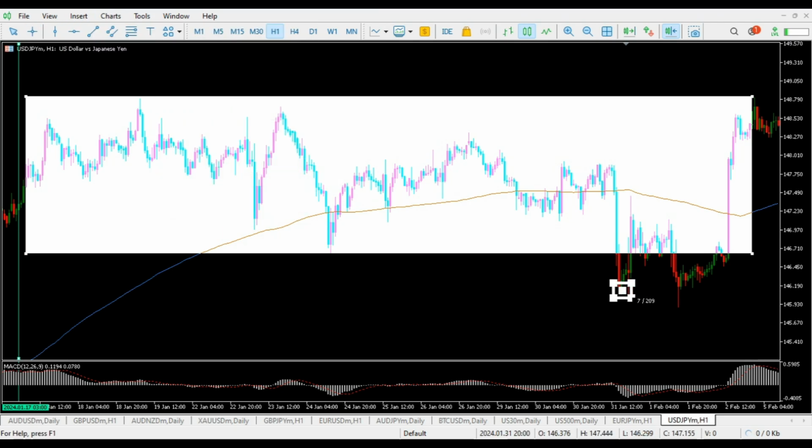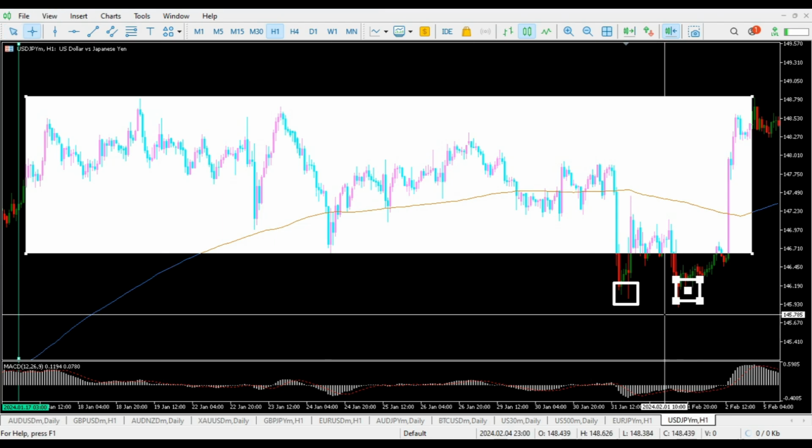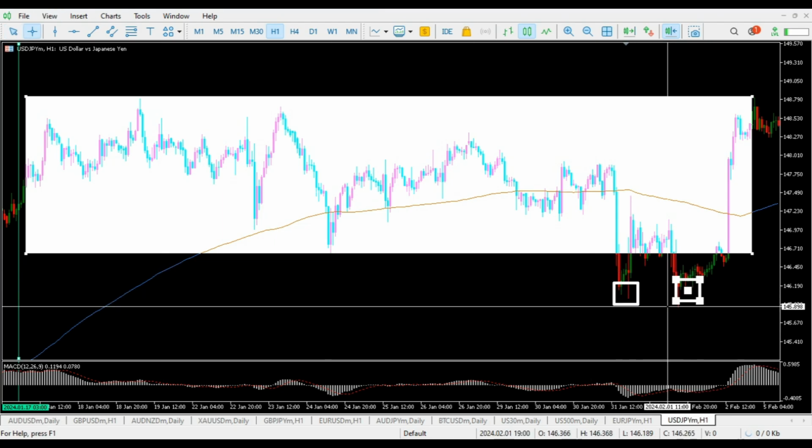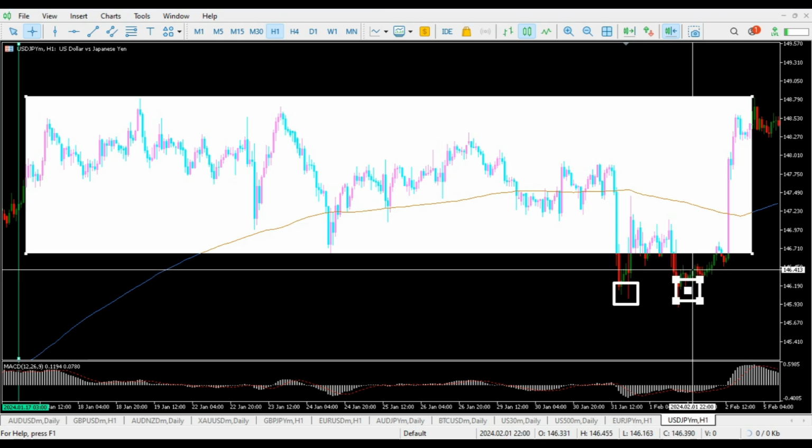This was a fake breakout. This was another fake breakout. As a trader today, we are here to take out these fake breakouts so we can recognize a correct breakout. Let's go forward.